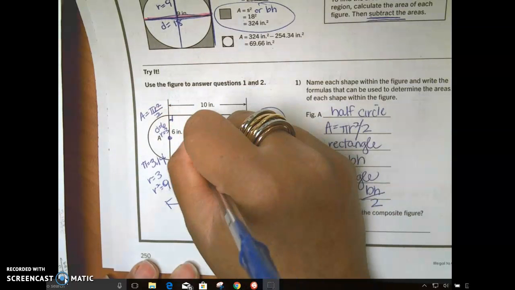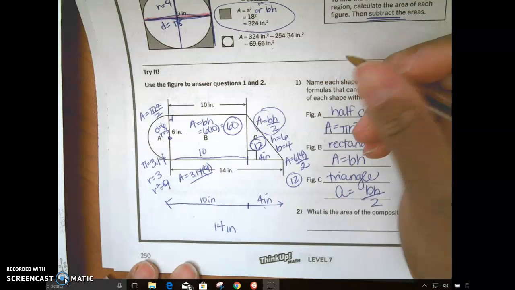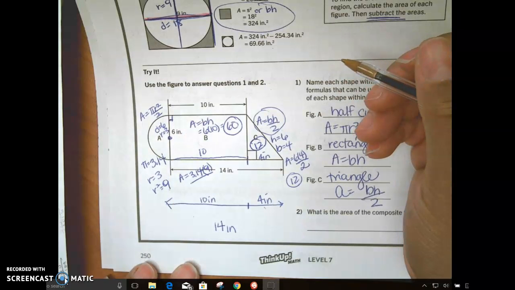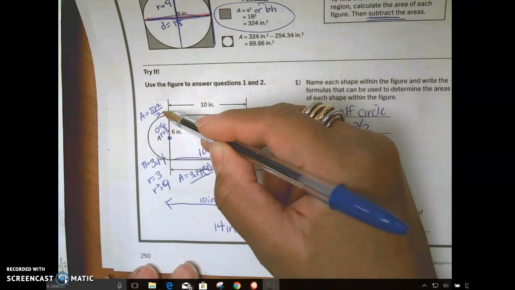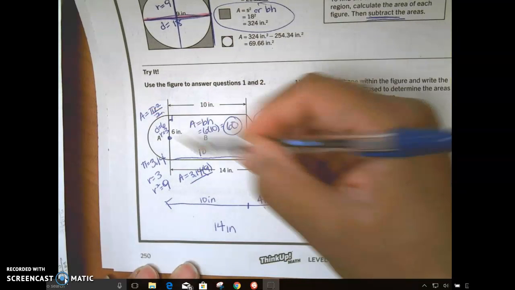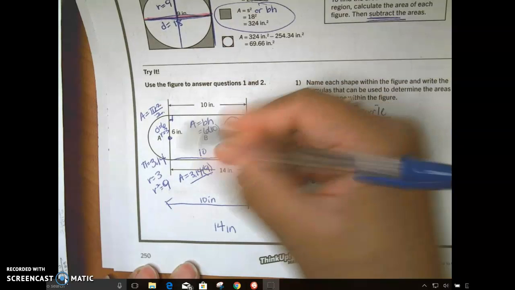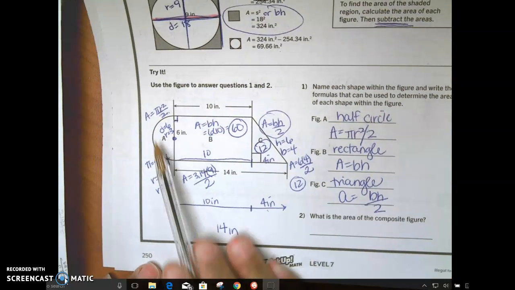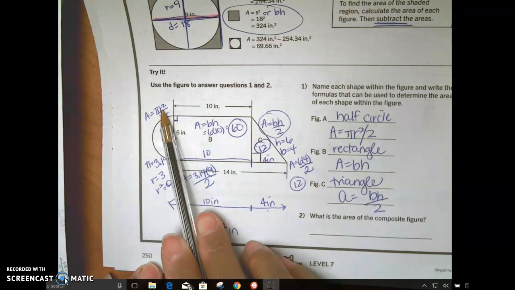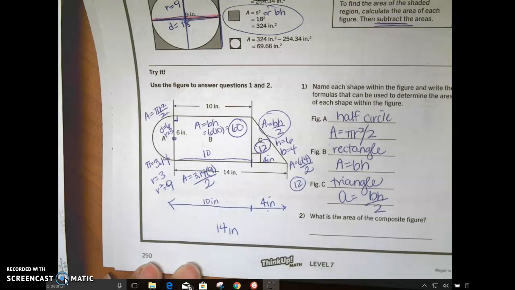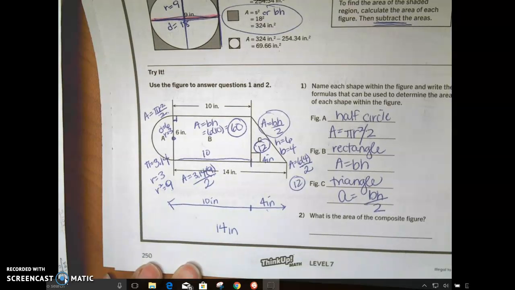9 divided by 2. I'm following the formula. 3.14 is pi. 9 is r squared. Divide by 2. Guys, all I'm doing is taking out the symbol and putting in a number. Taking out the letter and putting in a number. That is it. Then I multiply, then I divide, or whatever operation it tells me to do.